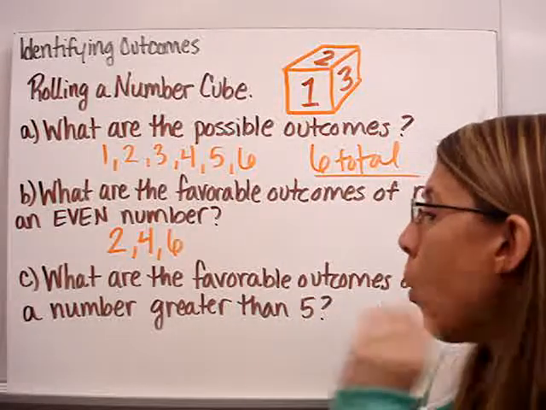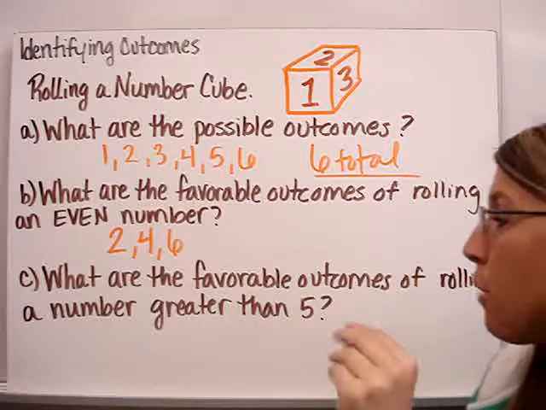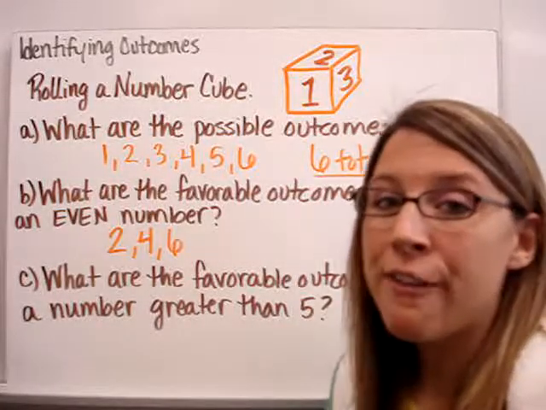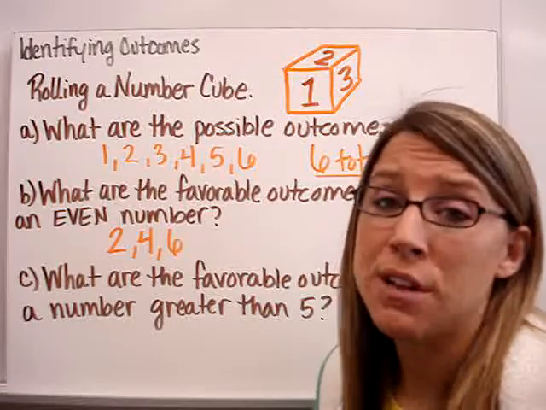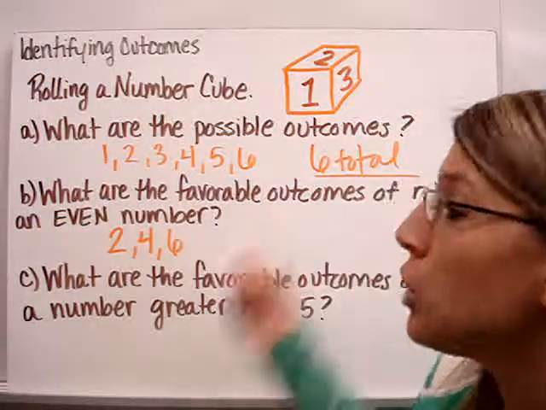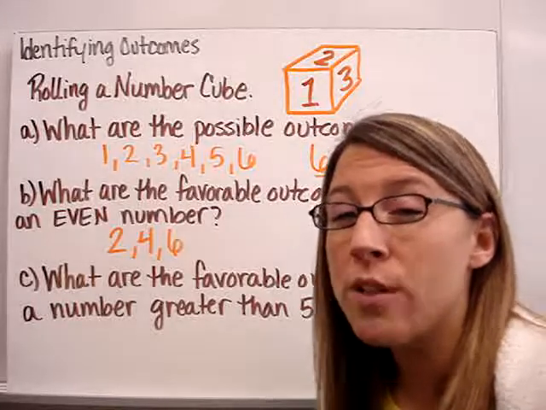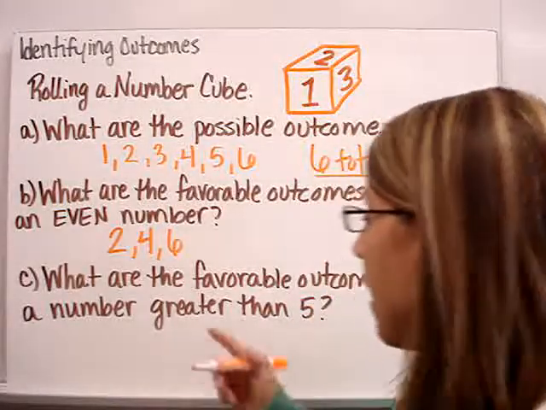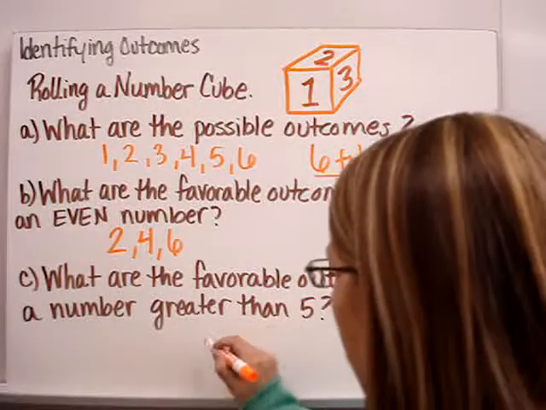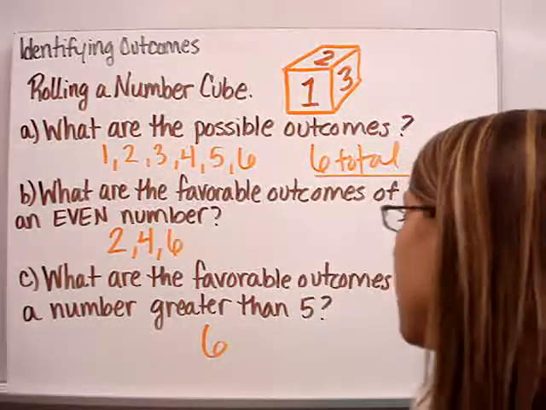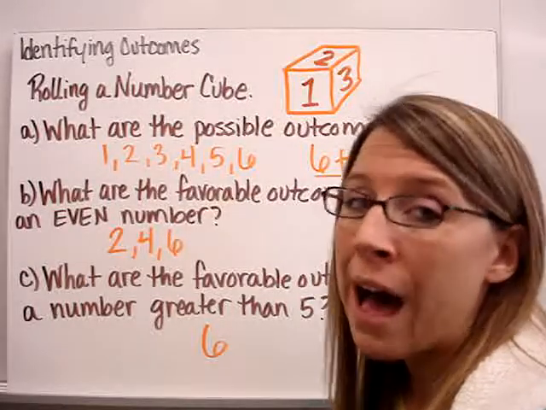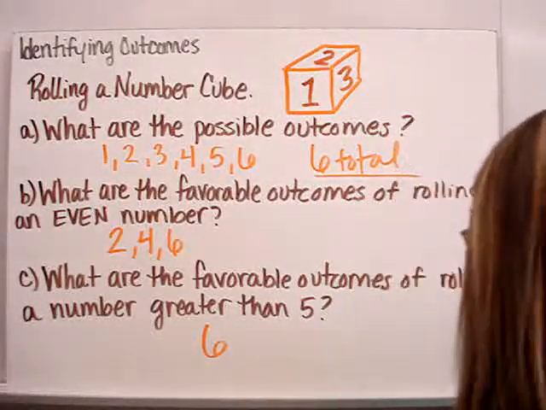Example C, what are the favorable outcomes of rolling a number greater than 5? Now, it doesn't say 5 or greater, it says greater than 5. And we know that on a number cube, we only have numbers from 1 through 6. So 6 is the only number greater than 5. And so the only favorable outcome here of rolling a number greater than 5 is 6. And that leaves 1 favorable outcome for that scenario.